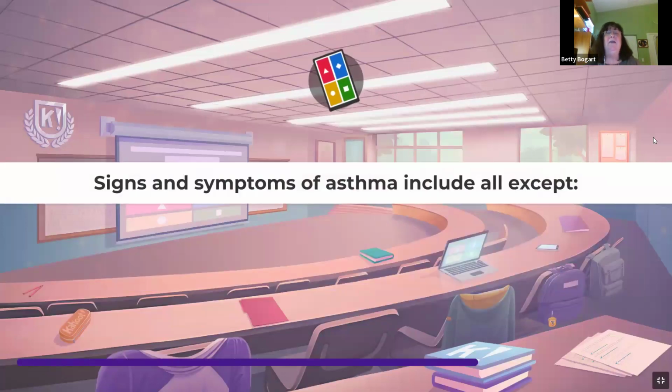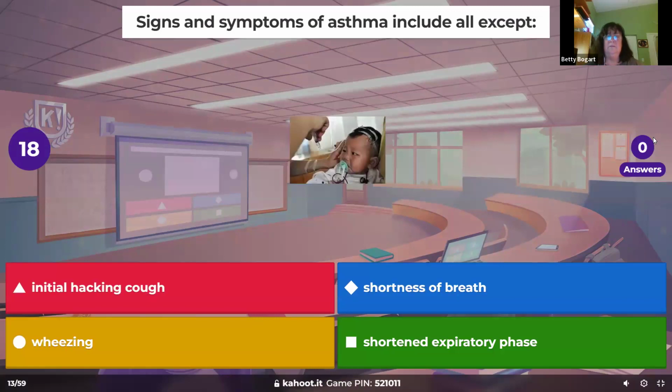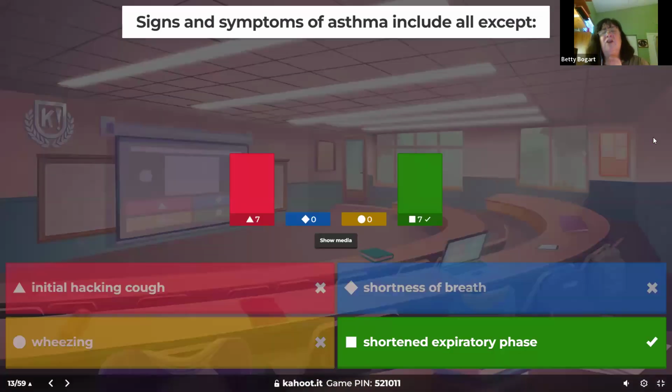Signs and symptoms of asthma include all except: so if you remember asthma, air goes in fine, but it gets trapped. So you can't get it out. So it's a prolonged expiratory phase. You can't get it out. So it's swelling in there, right? So asthma is all expiratory, it gets stuck, and all the other ones are inspiratory, it can't get in.